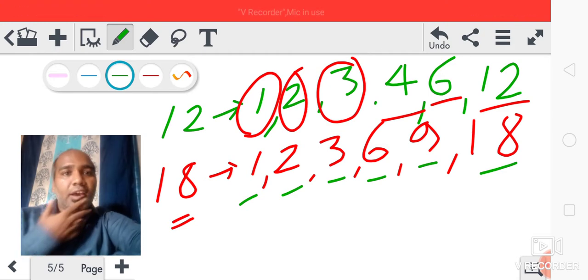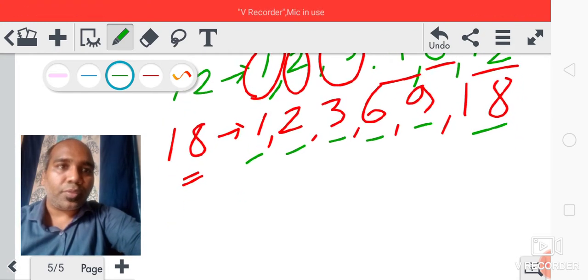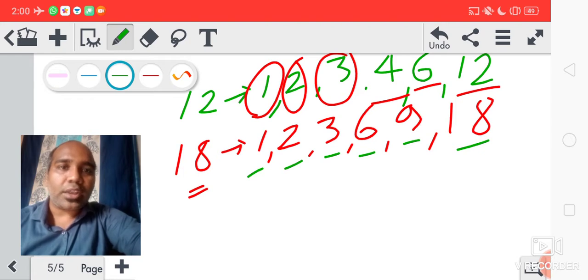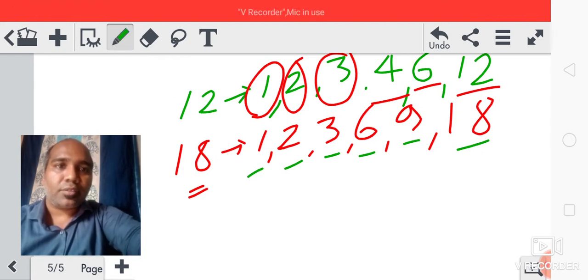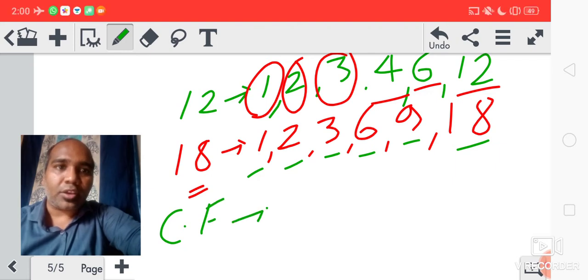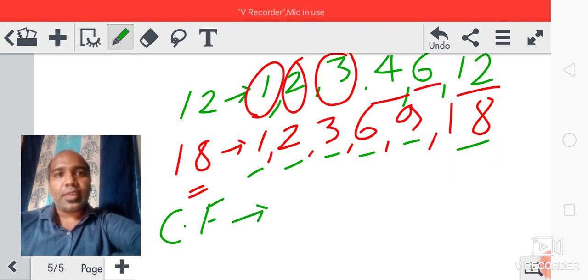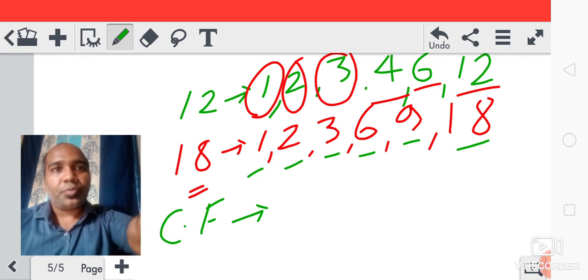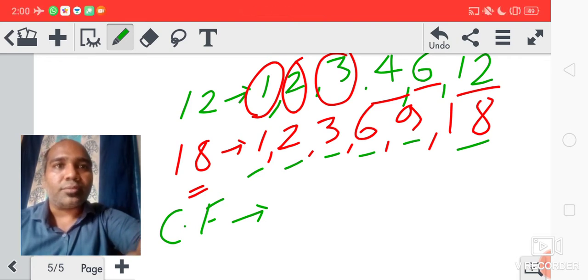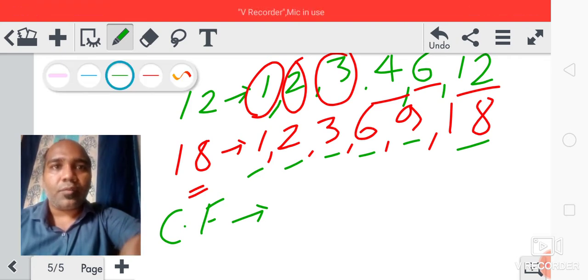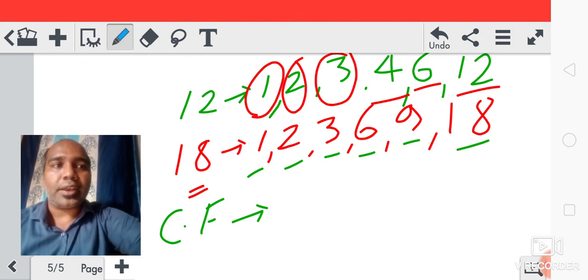Okay, now if I ask you what are the common factors? C for common, F for factor. What are the common factors? Common factors means the ones which we get in both. So which numbers are we getting in both? Can you tell me?